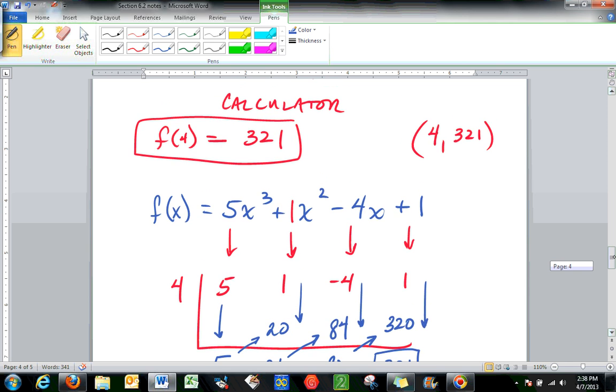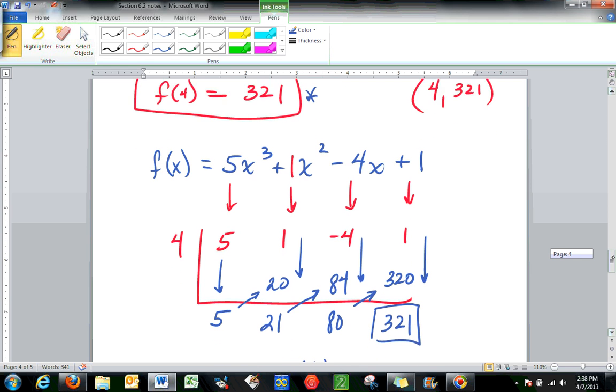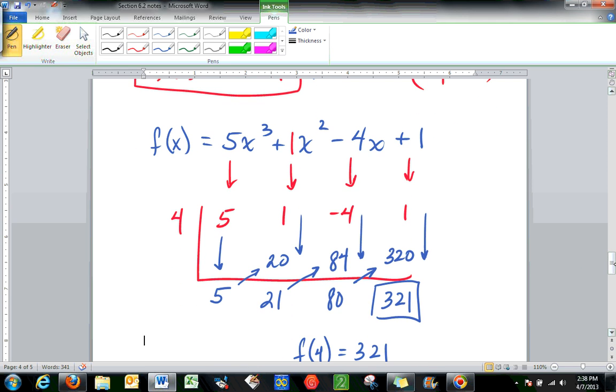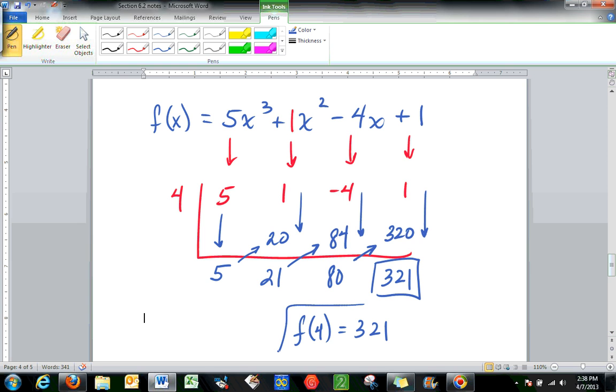321. And of course, if we look back up here, that's the same thing that we got through direct substitution. So we've now done the same problem using both direct substitution and synthetic substitution, and you need to know how to do both of these processes correctly.